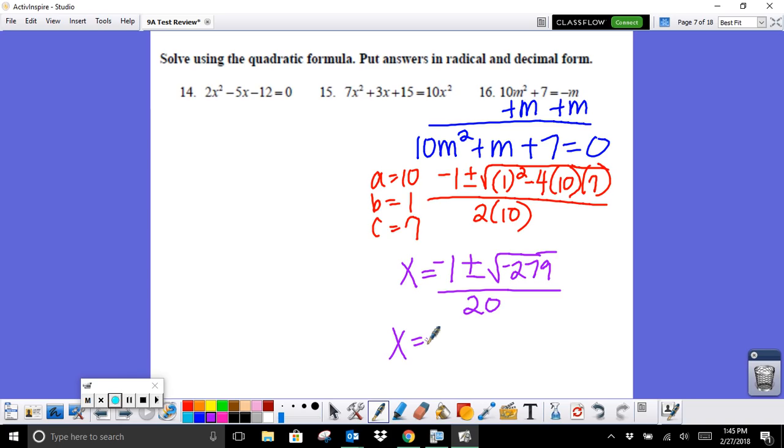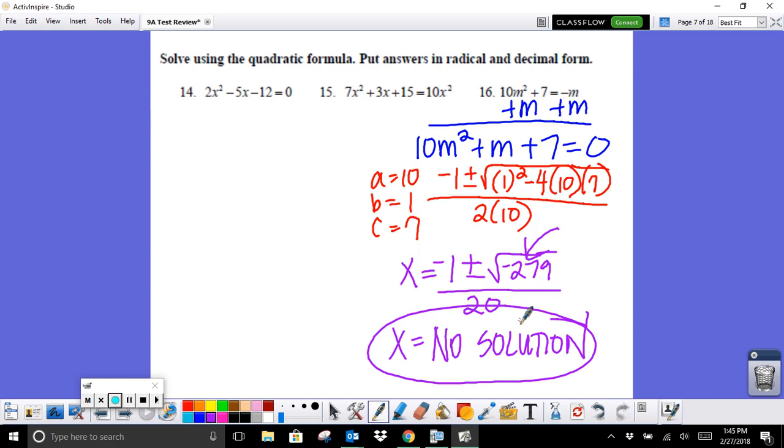Now here's what's going to happen. You try to type this in the calculator, it's going to give you an error. That is because you cannot take the square root of a negative number. So my answer here would be no solution. Think about what a solution means. Those are x-intercepts. If this does not have any x-intercepts, then there is no solution.